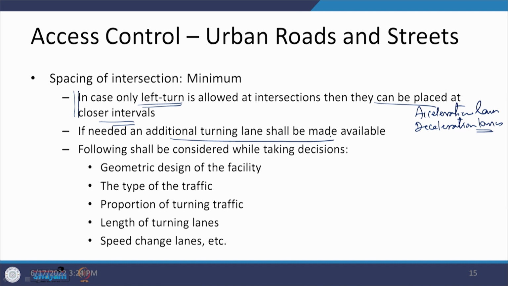Then while taking the decisions, what are the things in such cases we are looking at? The geometric design, the traffic, the turning traffic, and the length of the turning lanes and the speed change lanes. So, all of these elements we have discussed when we talked about the intersection layouts. So, we are taking the things from there so as to take a justified decision.